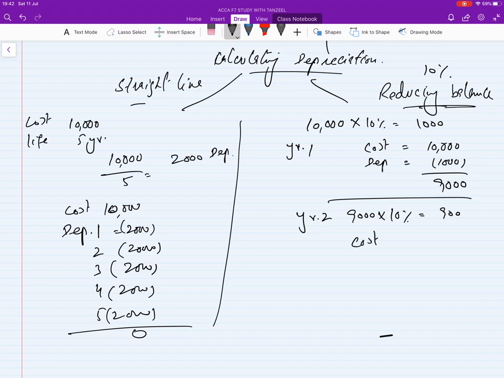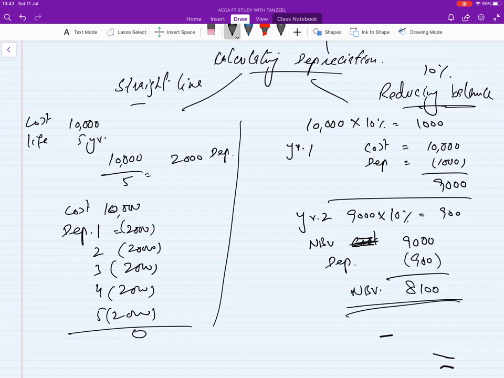So in this, the cost is the net book value. The net book value of the previous year was 9,000. You are having 9,000 before, and now the new depreciation for year 2 is 900. So you can say 8,100 will be the new net book value. This is the way you can calculate reducing balance depreciation.